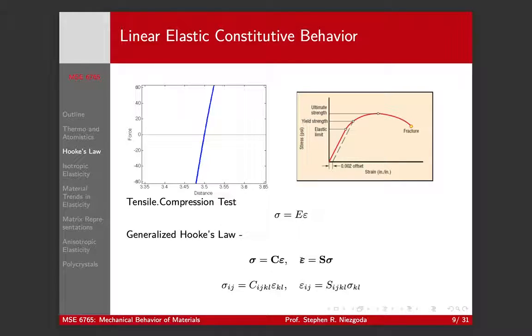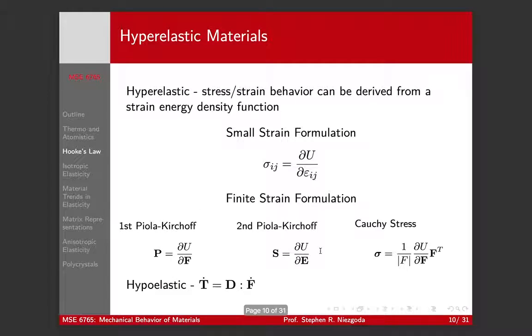And we can invert that, and we can say our strain is equal to our elastic compliance tensor times our stress. Now don't ask me why C is stiffness and S is compliance. Just remember that's the way it is. Okay.